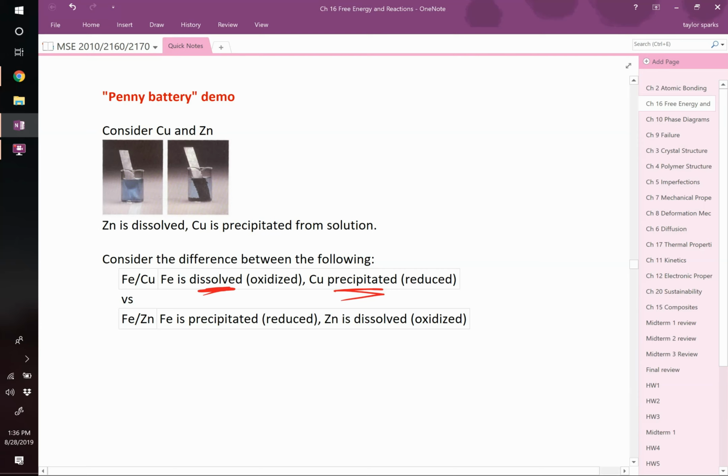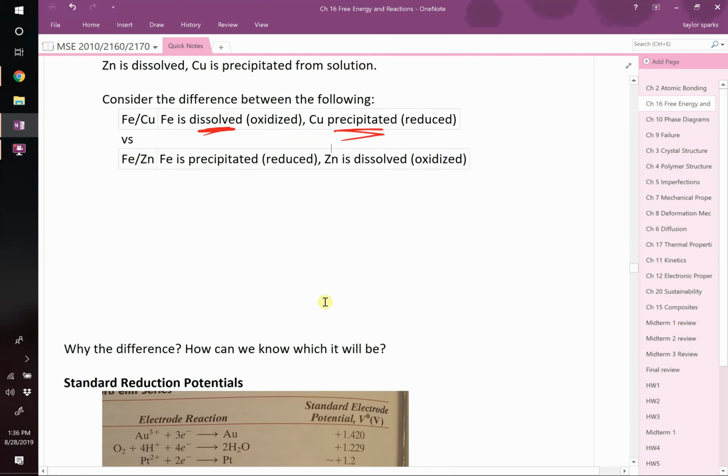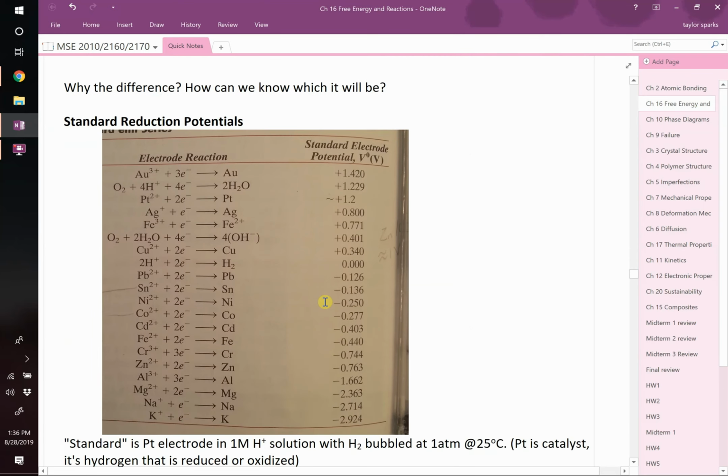So what's happening? How come iron can be two totally different things depending on what the other metal is? It has to do with free energy, right? And there's a super handy table that we can use to figure out which one's going to happen. What metal's going to get dissolved and corroded, and which one isn't. So here you've got what's called the standard reduction potential table. So here you've got a whole bunch of reduction reactions.